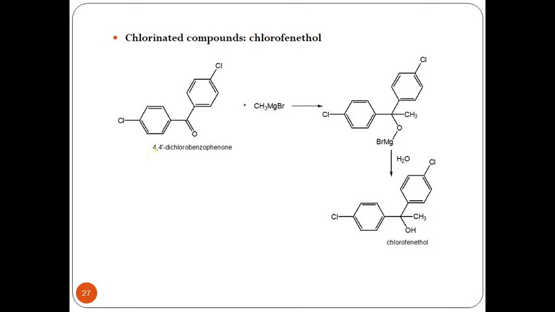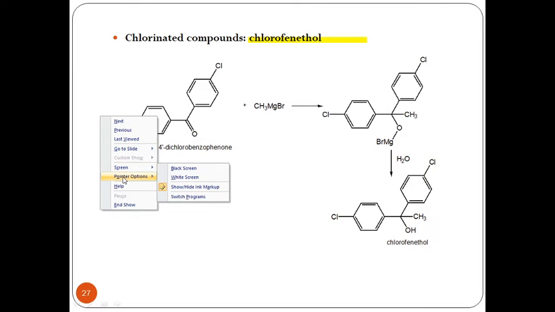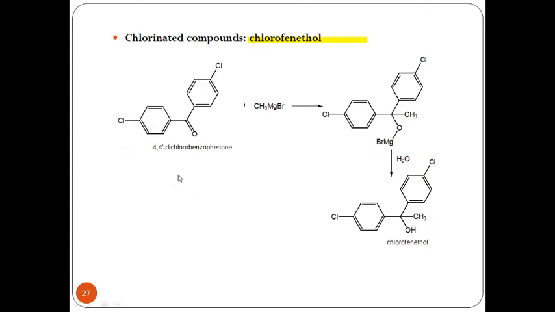An example that we will be learning is chlorophenthol. When we see chlorophenthol, the starting material would be 4,4-dichlorobenzophenone. Here we can see that there is the presence of two chlorine substituents, and hence there is a system containing two chlorines in which we will be trying to understand what could be added across this carbonyl carbon.